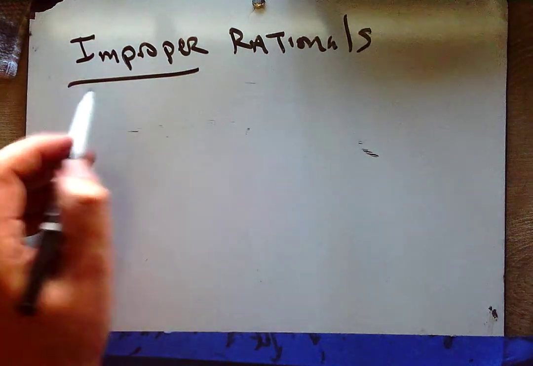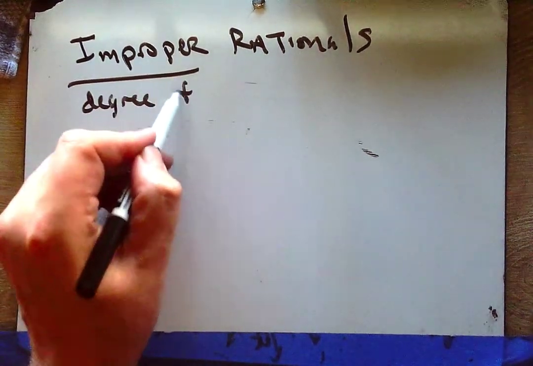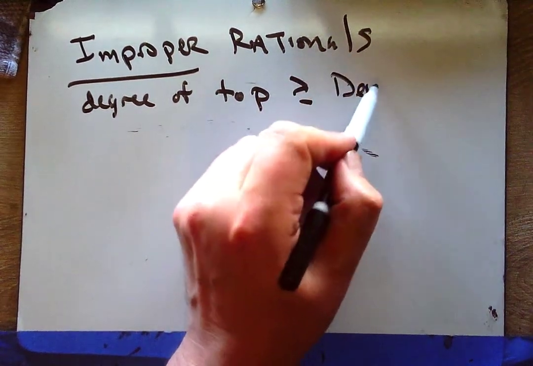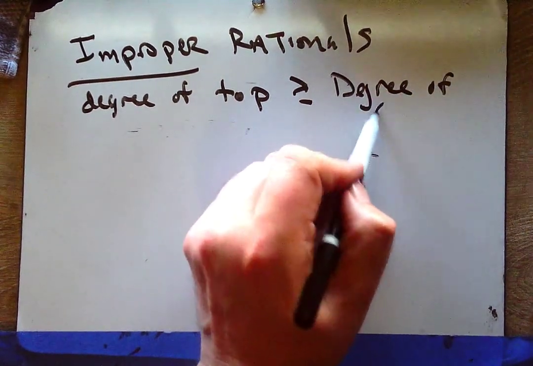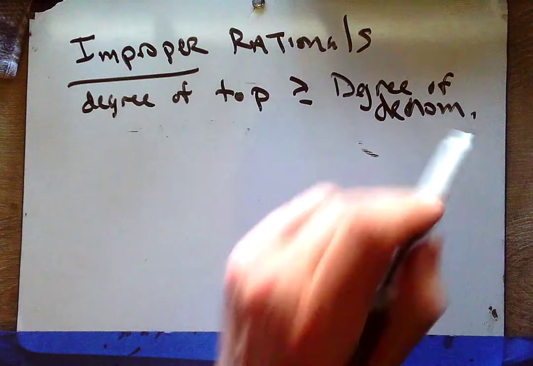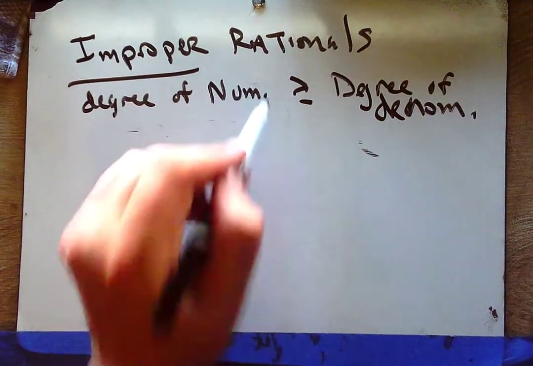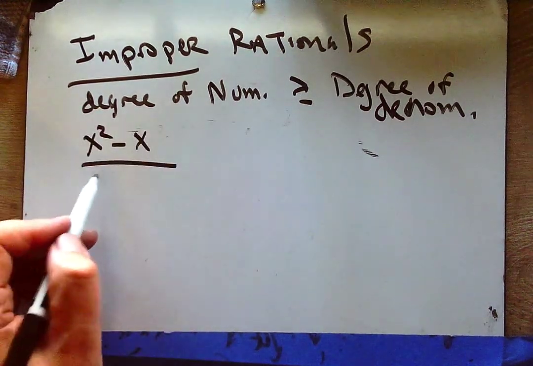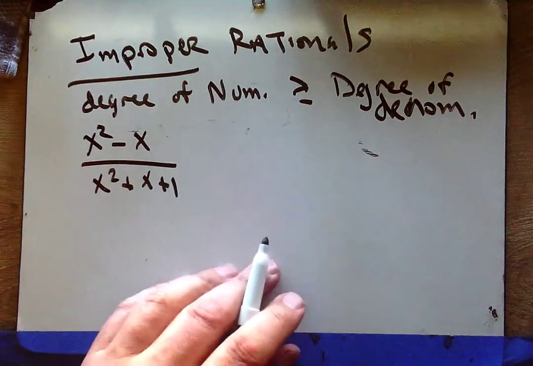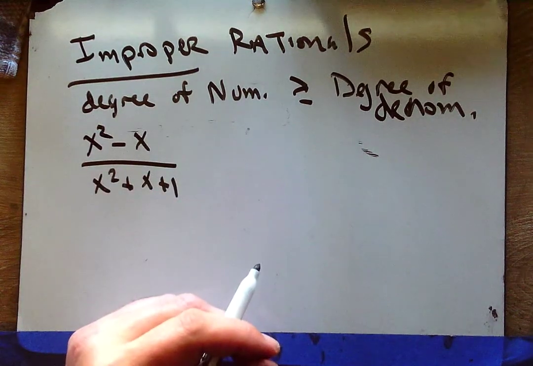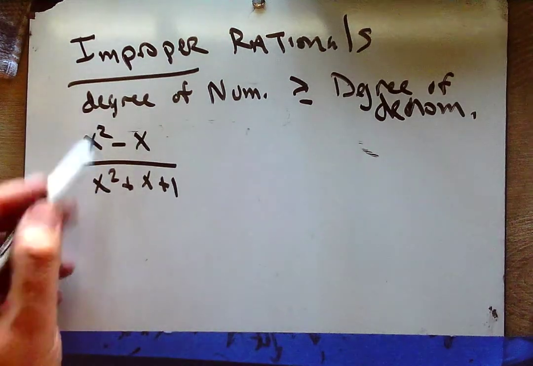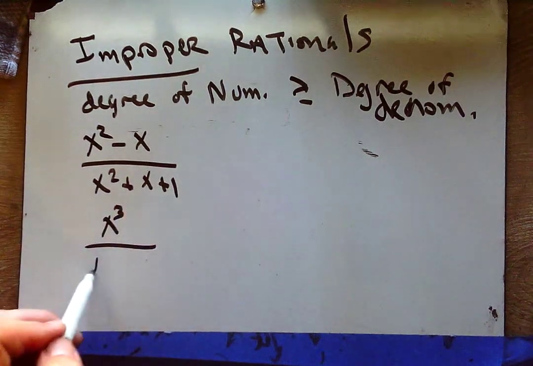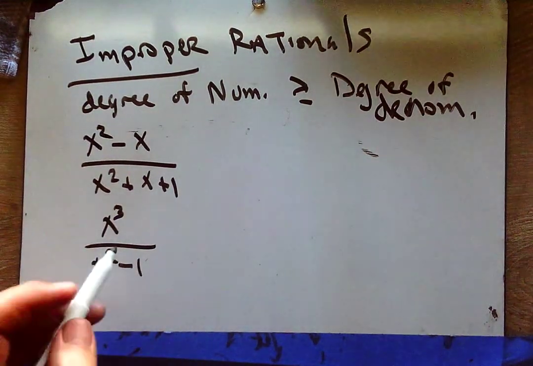Improper rationals is where the degree of the top is either greater than or equal to the degree of the bottom, the degree of the denominator. And instead of top, let's say numerator. Okay? And so what I mean by here is, like if I have x squared minus x and x squared plus x plus 1. How do I deal with situations like this? You know, these degrees are the same. Or how do I deal with this situation where I have, for example, x to the third over x squared minus 1.